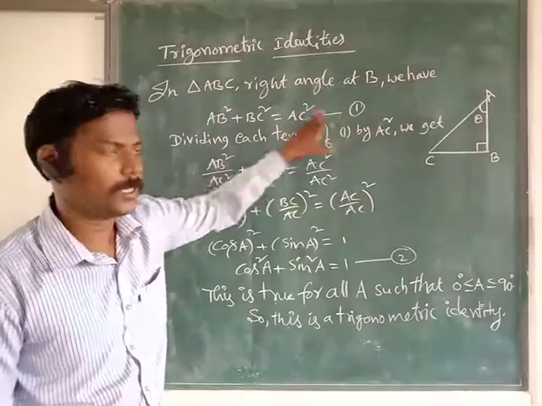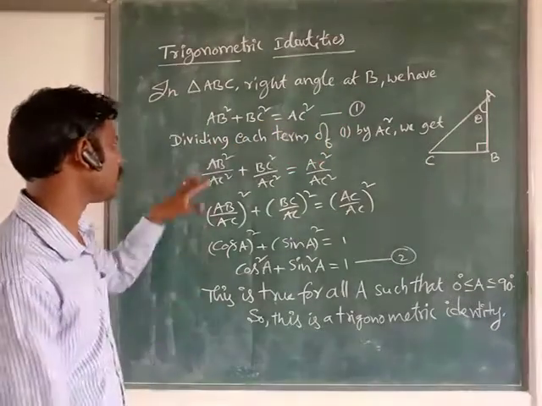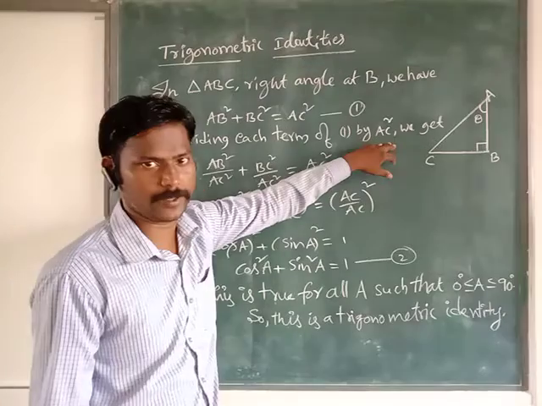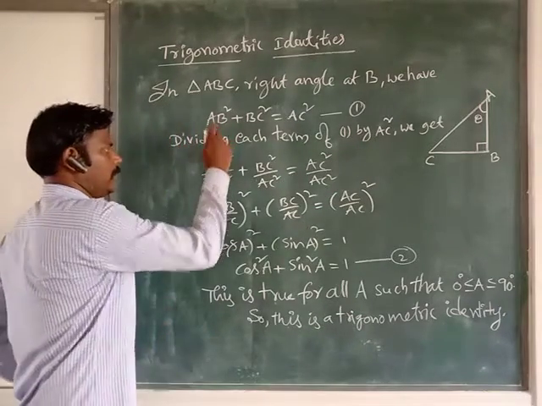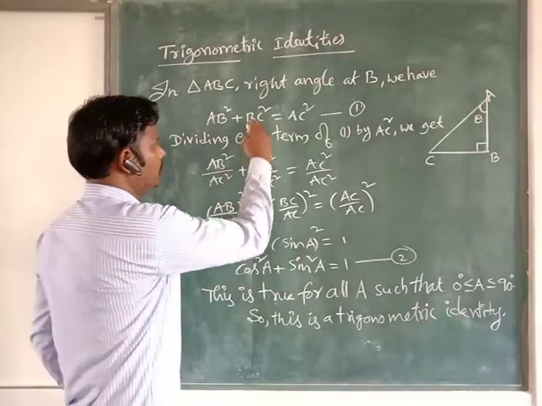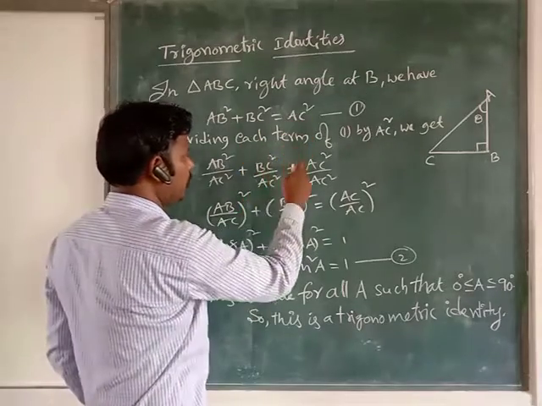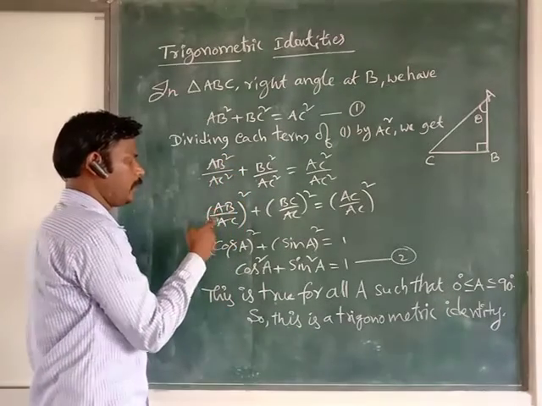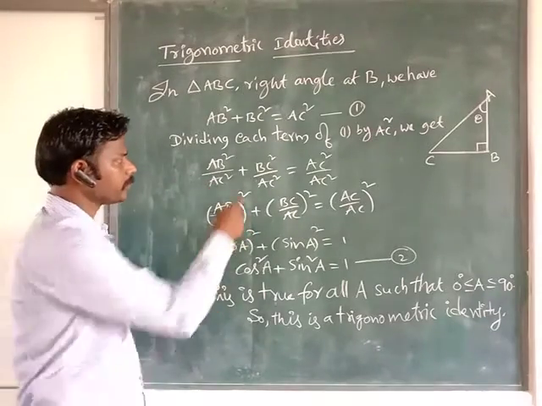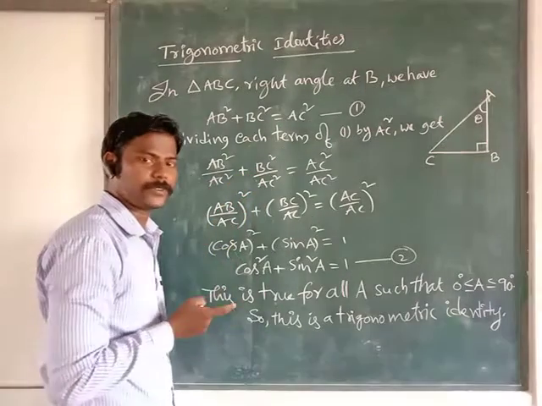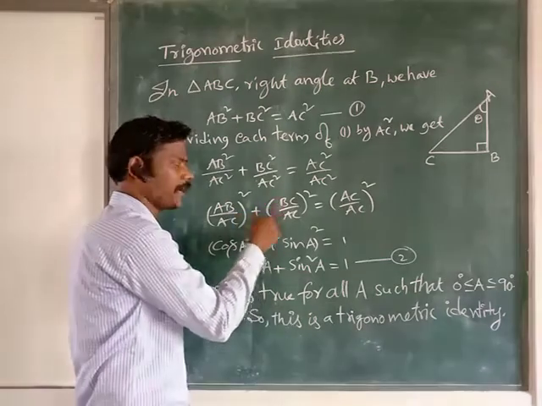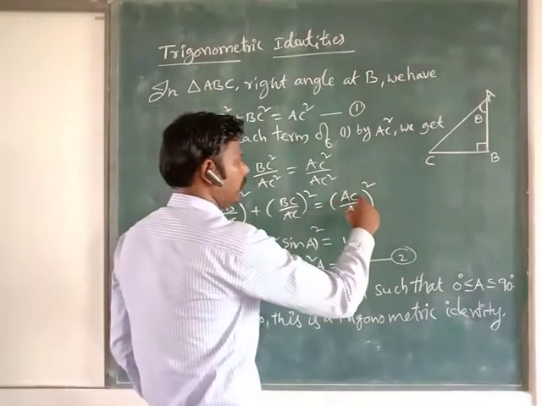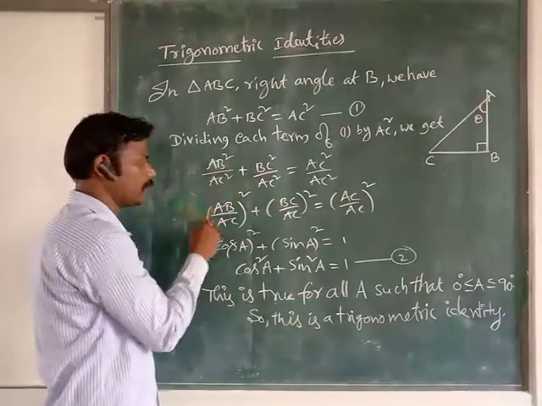Let it be equation 1. Now, dividing each term of equation 1 by AC square, what we get is AB square by AC square plus BC square by AC square is equal to AC square by AC square. Now, square is common, so we write (AB by AC) whole square. BC square by AC square: again square is common, so I write it as (BC by AC) whole square. AC square by AC square, I will write (AC by AC) whole square. These are all equal.